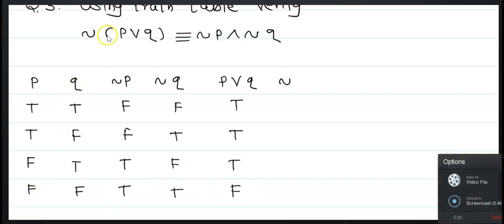Now next, negation of P or Q. That is the negation of this column. That is F, F, F, and this is the T. See this here.